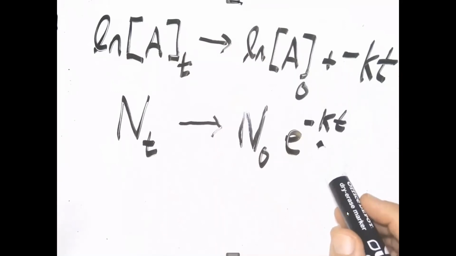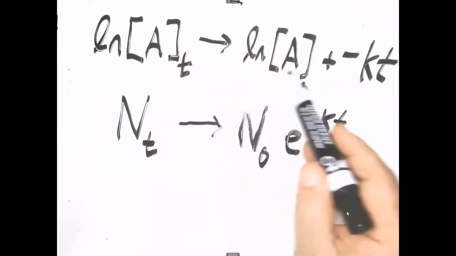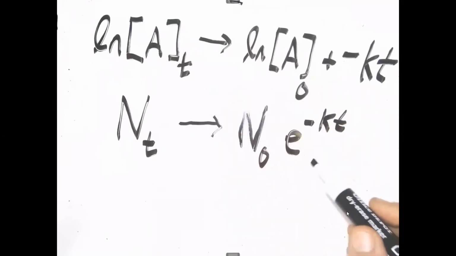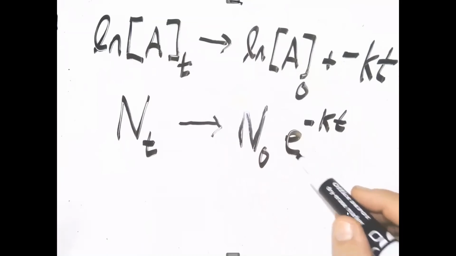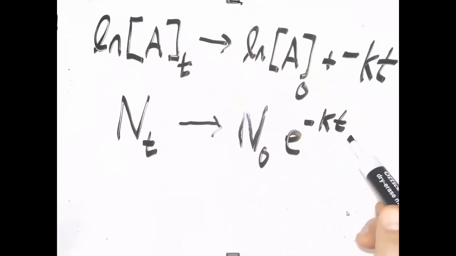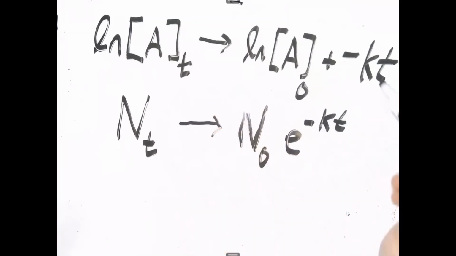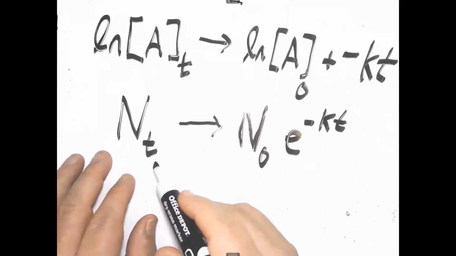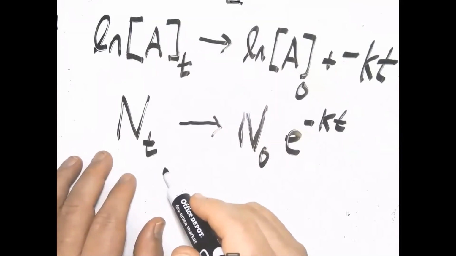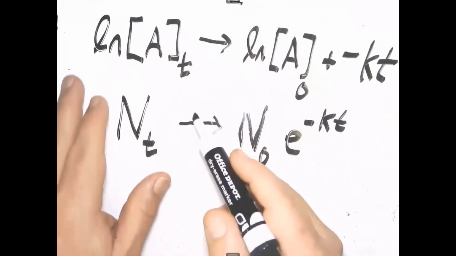But here, instead of using the natural log, we use e to the x, and we raise the power x to negative kt. So again, these two equations are similar, and they're very symmetrical. Now, of these two equations, which one's easier to use? I don't know, I think it depends on the person. I actually find the second equation easier to use, but you may like the first equation better.